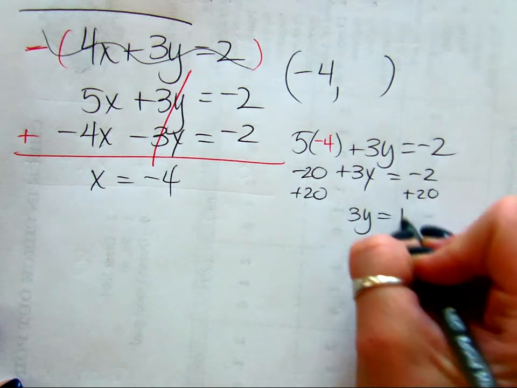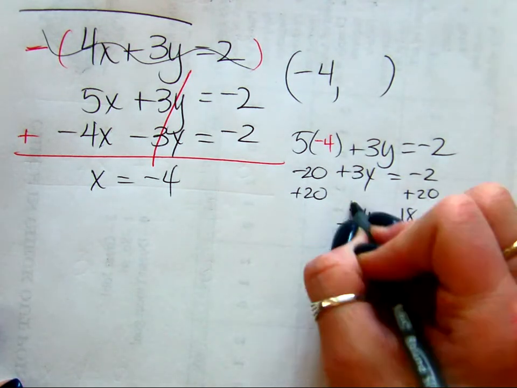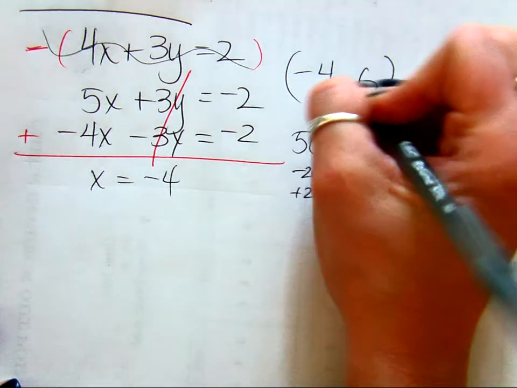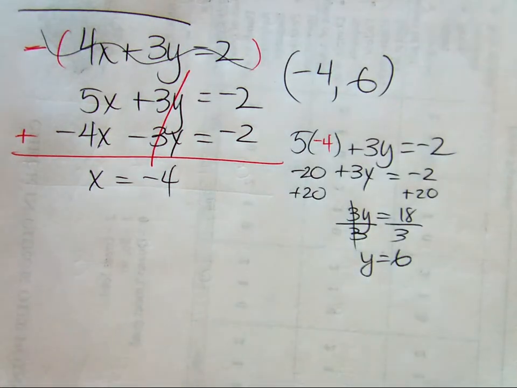3y equals 18, and that's when your y becomes 6. Okay, this part right here is the same as we've been doing in substitution, and it's solving a 2-step equation that you should know how to do. So let's move on to level 3.